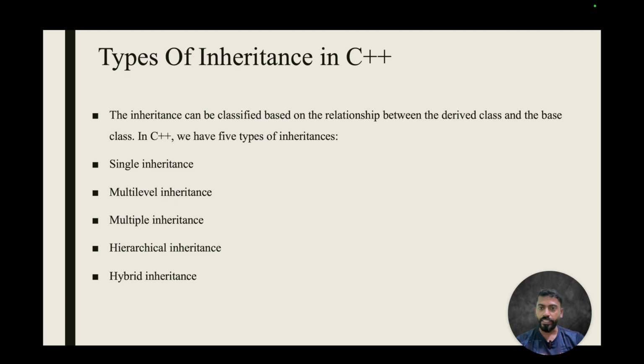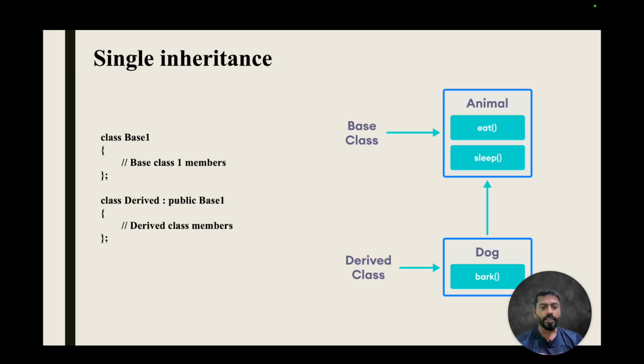Then types of inheritance. Inheritance is deriving the property from one class to another class. According to the derivation types, there are 5 types: single inheritance, multi-level inheritance, multiple inheritance, hierarchical inheritance, and hybrid inheritance. One by one we will see with examples. Single inheritance: a process of deriving the property from one base class to another class is called single inheritance. Only one base class and only one derived class.